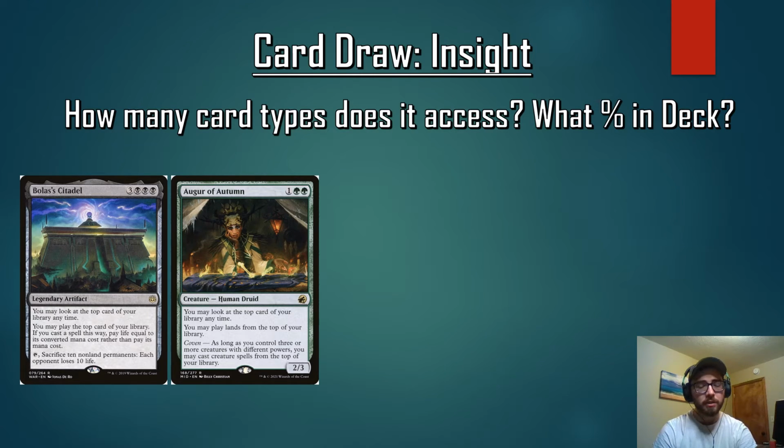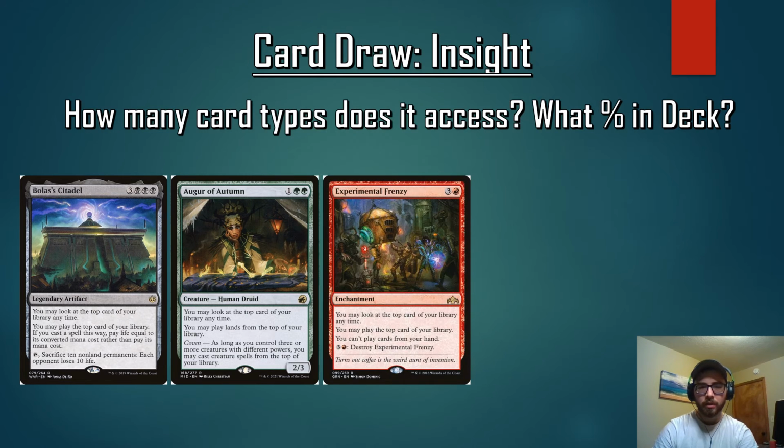And then it has Coven, so if you control 3 or more creatures with different powers, you're going to be able to also cast creatures from the top of your library. That is a pretty big deal. That's 2 different card types. You are going to be able to hit most of your deck as long as you have Coven turned on. I really like this in my Tanazir deck. Basically, it hits 75% of the cards in the deck will be able to be playable with Augur of Autumn.